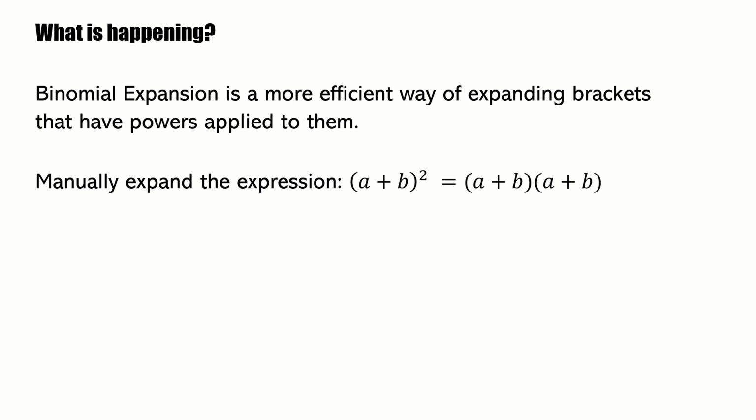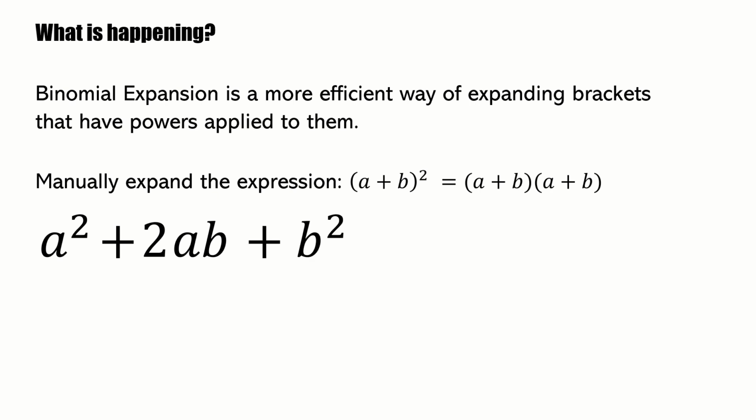So going through that, we first would have a times a, which would be a^2. We'd have the a in the first bracket times the b in the second bracket, so that would get us ab. But then we also have a b in the first bracket times the a in the second bracket, which means we have another ab, so we've got a total of 2ab overall. And then lastly we have b times b, which would be b^2.